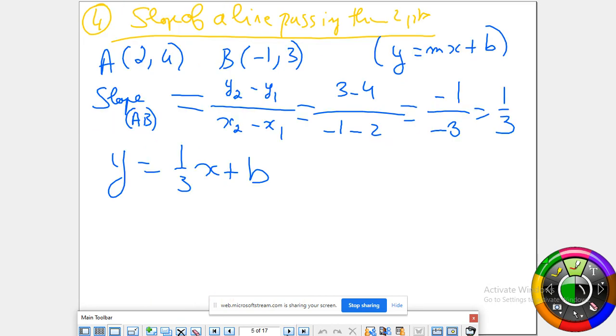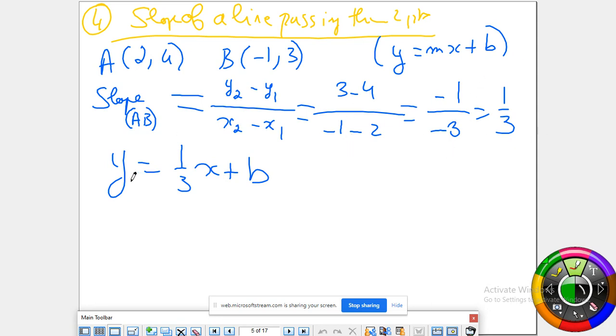How do we find the slope of a line passing through 2 points? If I have the points A(2, 4) and B(-1, 3), you all know this formula. To find the slope, the formula is y2 minus y1 over x2 minus x1. So 3 minus 4 over minus 1 minus 2. So it will be minus 1 over minus 3. My slope is 1 over 3.